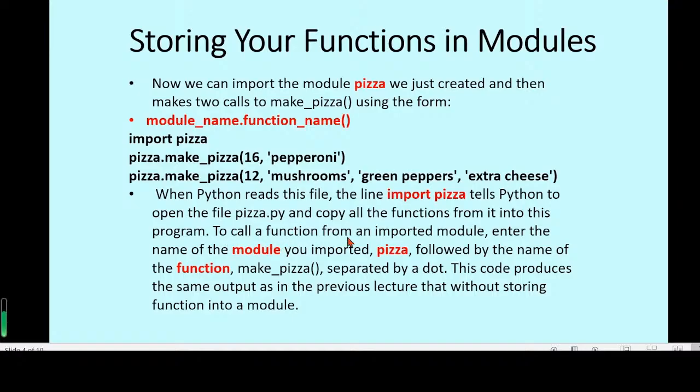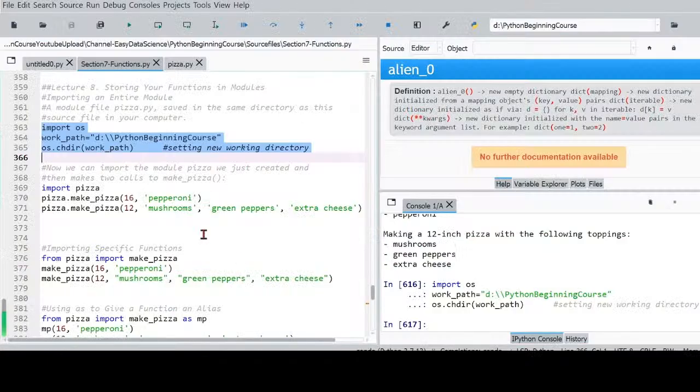To call a function from an imported module, enter the name of the module you imported, pizza, followed by the name of the function, make_pizza, separated by a dot. This code produces the same output as in the previous lecture, without storing the function in a module.